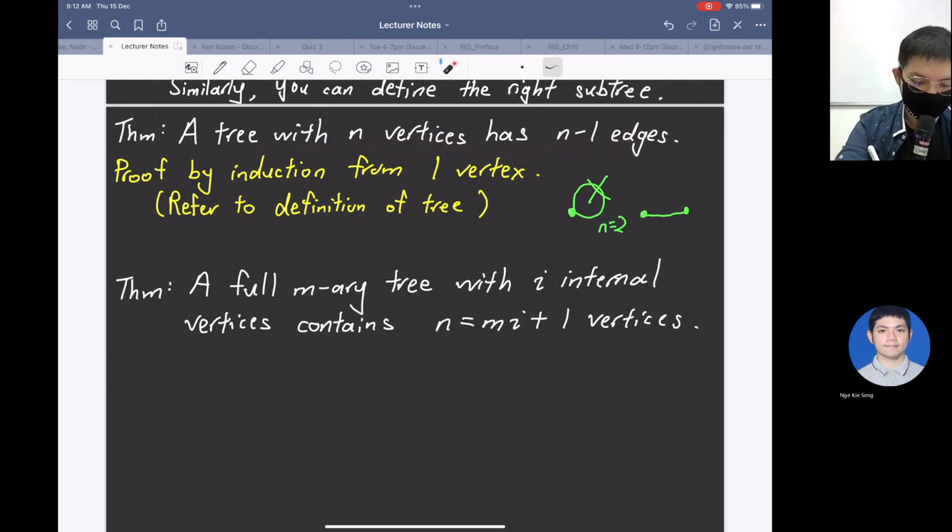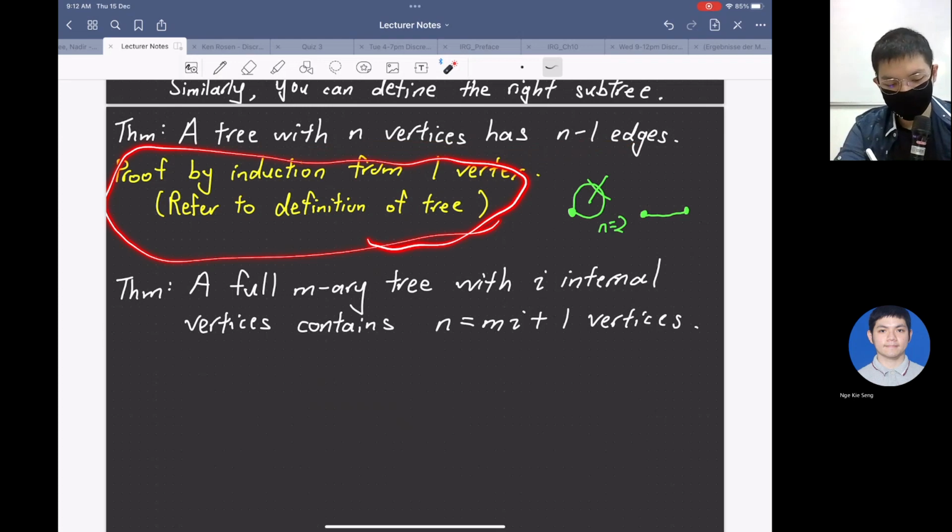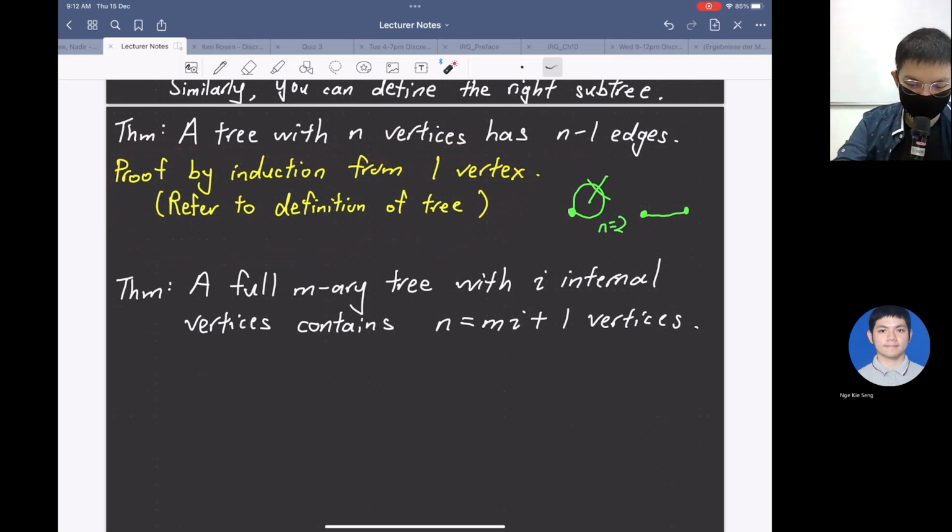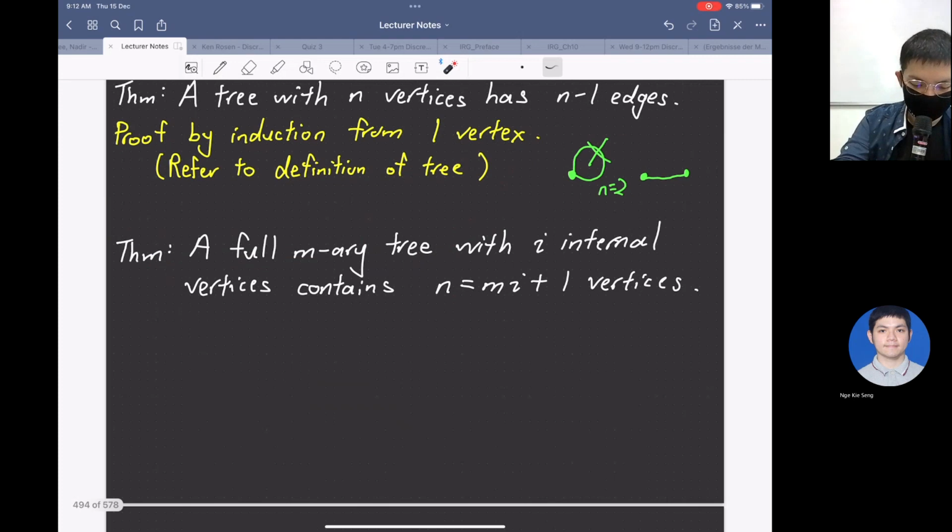Okay, next. If you want to look at the proof, you can, I think, in the textbook. Next is a full m-ary tree with i internal vertices contains m times i plus 1 vertices. So what's i? Why, i is the number of internal vertices. How do we understand this theorem? A full m-ary tree means all the internal vertices have m children.